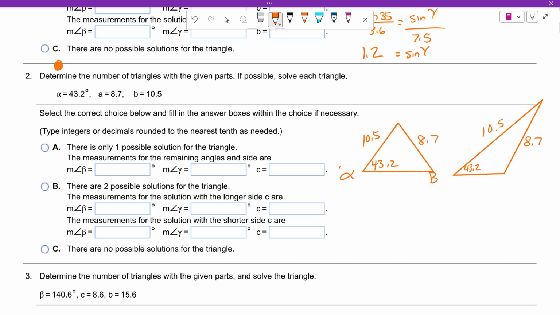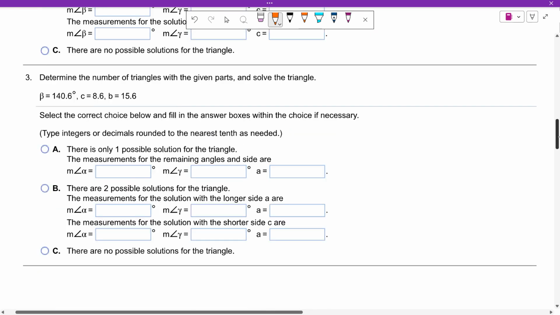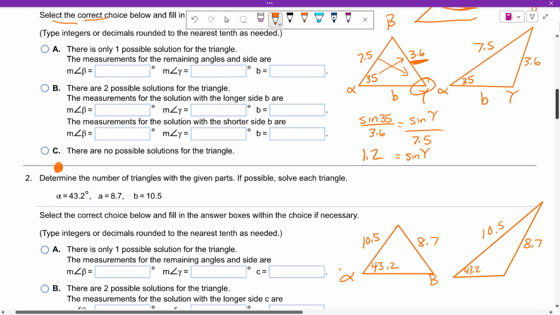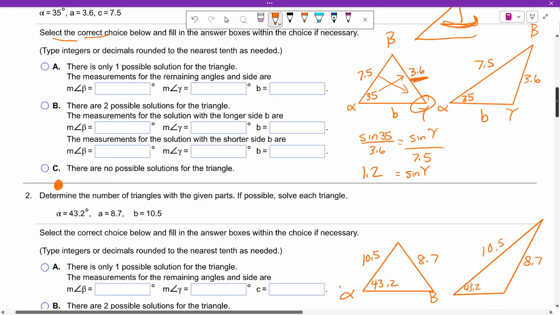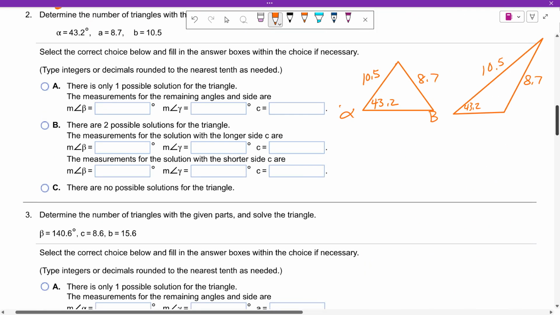Up on the first one, we had, I forget what we had. On the first one, we had 7.5, 3.6. They're a long ways apart, which made it have a dangle. But we're not going to have a dangle here. Okay?